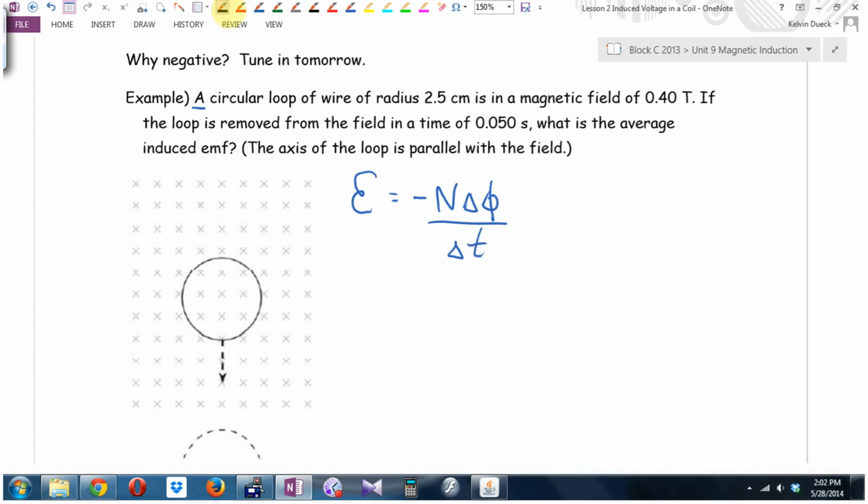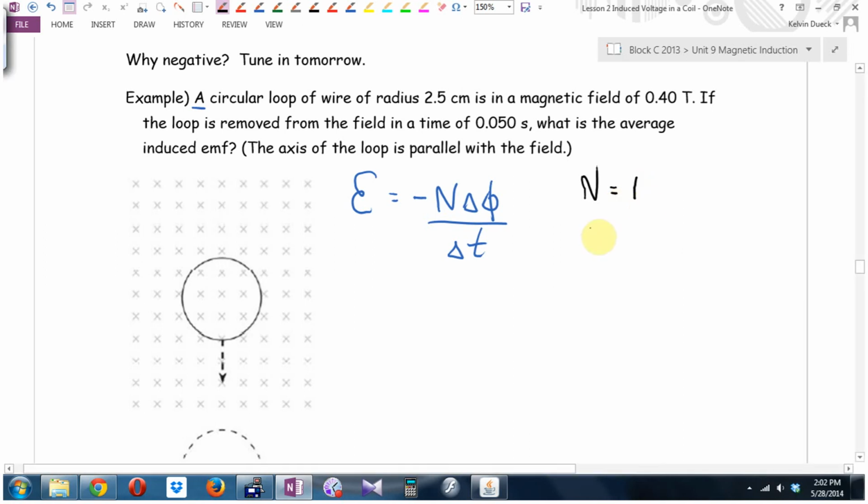I'm going to list my data. What's N? N is the number of coils of wire. How many coils of wire do we have this time? This is why I asked you to underline that first word: 1. A lot of kids miss that. So in this case, N is 1.